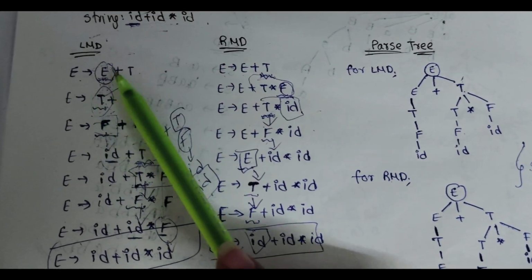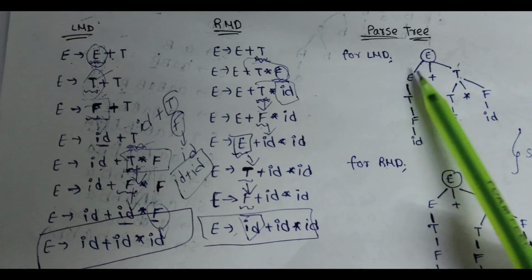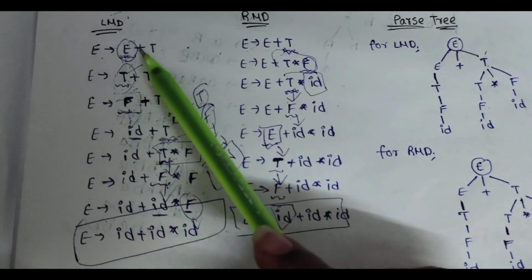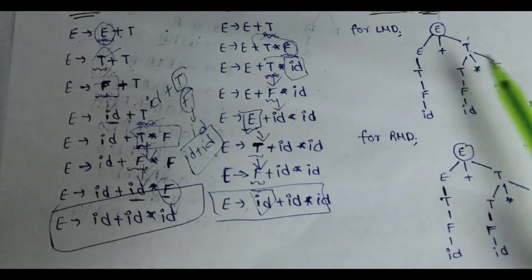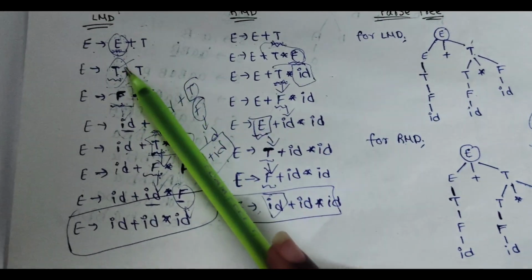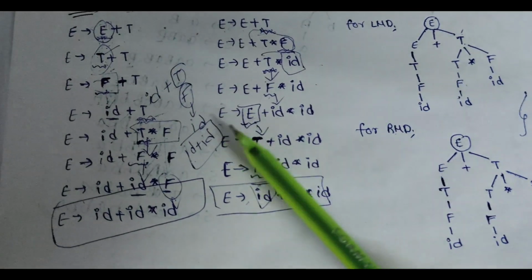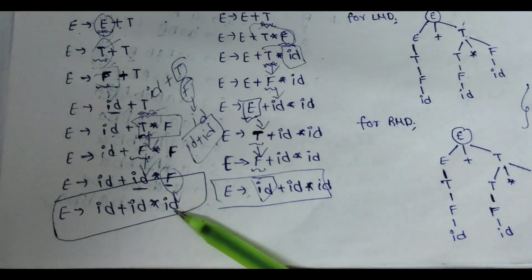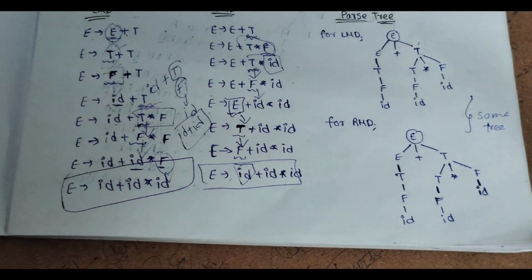So, E gives E plus T in this particular production, right? So E gives E plus T. Take each one as a node, including the addition symbol. Now, how is this E replaced with T? So E with T, and then T with F, and then F with ID. And how is this T replaced with T into F? Next, T as F, F as ID. T as F, F as ID. This F as ID. Here also we did the same process, right? But in a different manner. So the parse tree is going to be the same.